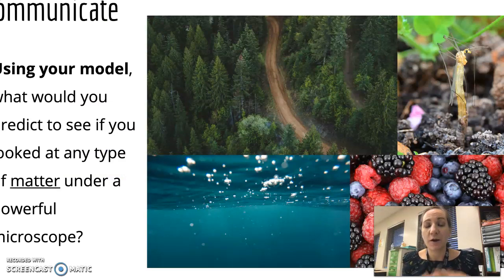All right, now that you've read, we have a familiarity of what things are made of: atoms. Now, write down on page 5, the very last one, what you predict you would see if you looked at any type of matter under a powerful microscope. So even that blade of grass or a berry or an animal or dirt or water, if we put it underneath a really powerful microscope, what would you expect to see? Write that answer, again, pause the video when you need to, and then push play when you're ready for the next step.